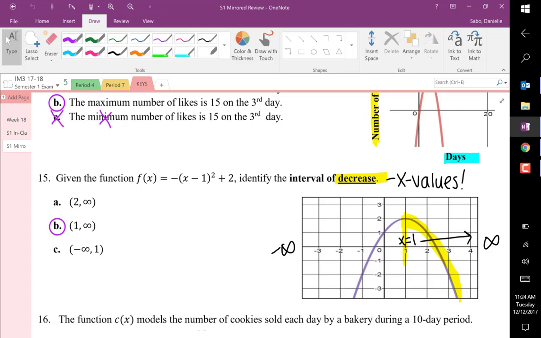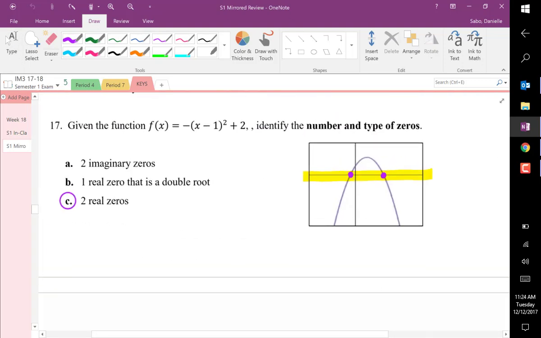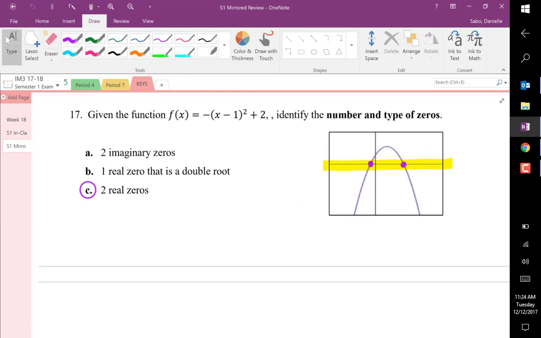Okay, then we're on 17. Identify the number and type. Look, I labeled them. If you can actually put them on paper, they're real. I can count them in purple, 1 and 2. So I have 2 reals. That's it. The only time it's imaginary is if it doesn't cross at all.